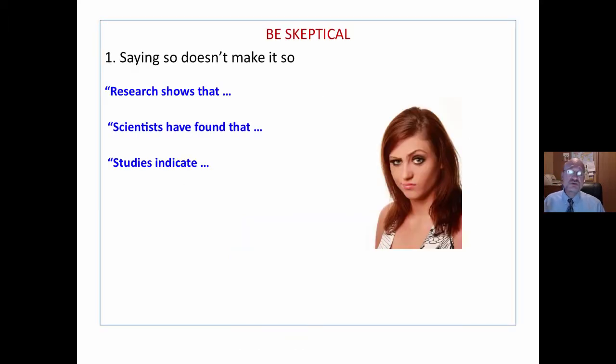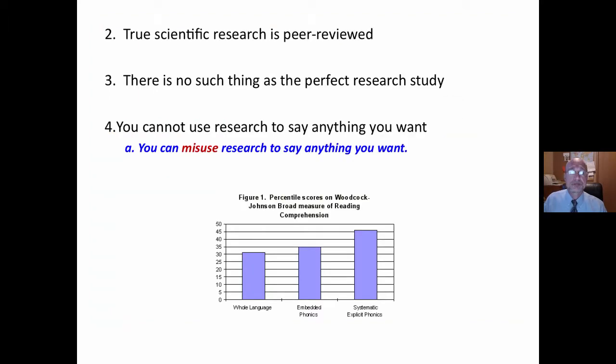But in using research, we must be skeptical. Saying so doesn't make it so. When people say, research shows that, or scientists have found that, or studies indicate that, these are just words. We have to critically analyze these words. We have to be skeptical. We must see a citation.